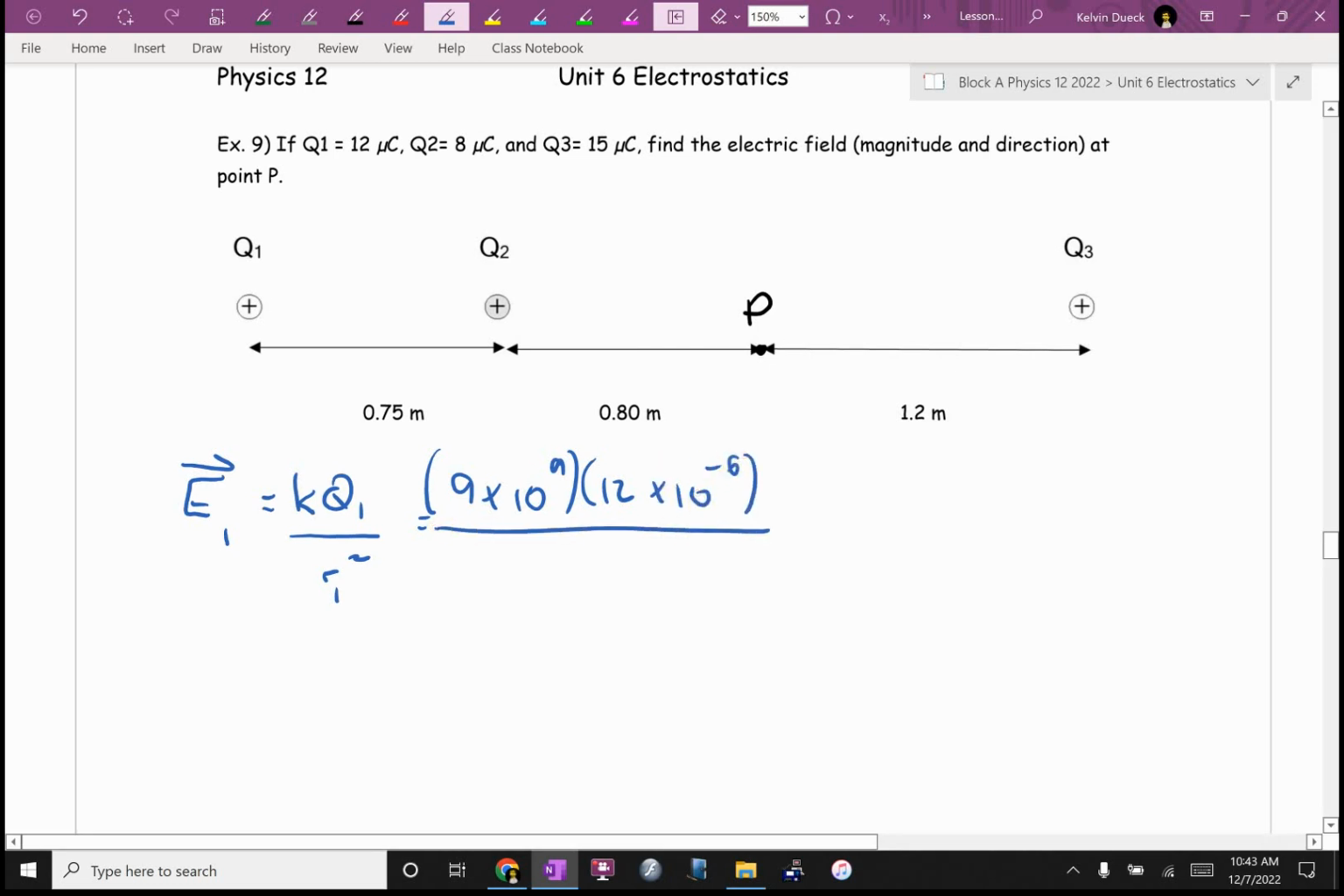Nick, keep going. What's R? Don't say 0.75. That's a common silly mistake. Nick, look up. It's actually on the diagram. Ready? Where's Q1? Right there. Where's P? Right there. Please don't tell me this distance is 0.75. What is that distance? Help me out, Keegan. You're way overcomplicating it.